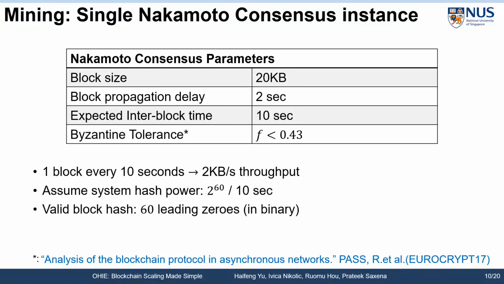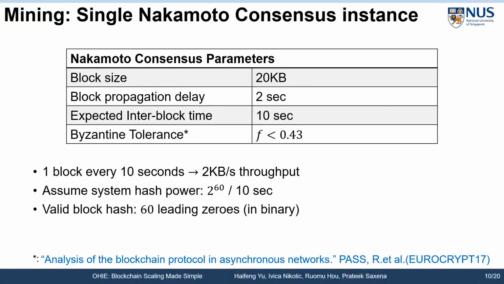at least 5 times the block propagation delay, existing formal results have shown that Nakamoto consensus has nice safety and liveness properties as long as f is below 0.43. Do note that under these parameters, Nakamoto consensus has fairly low throughput, since it only generates one 20 KB block every 10 seconds. Next, assume that the system could compute 2^60 hashes in 10 seconds.